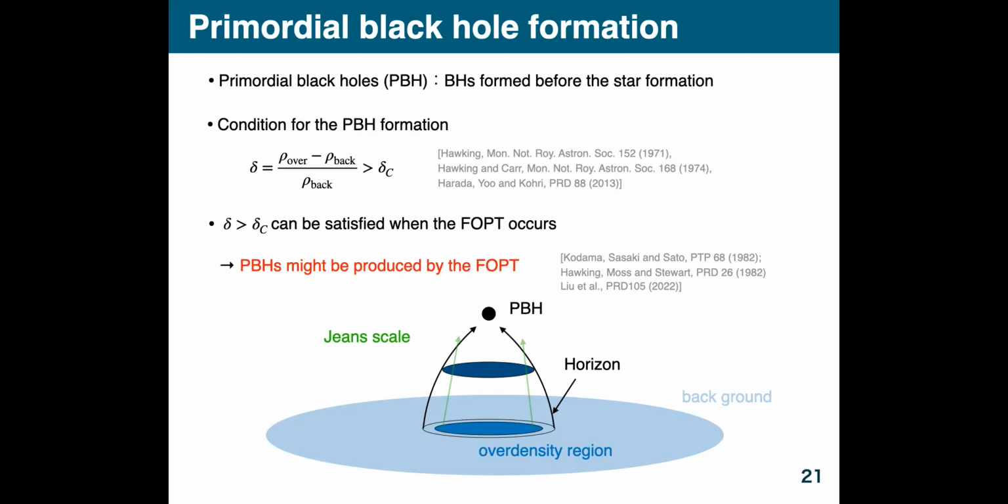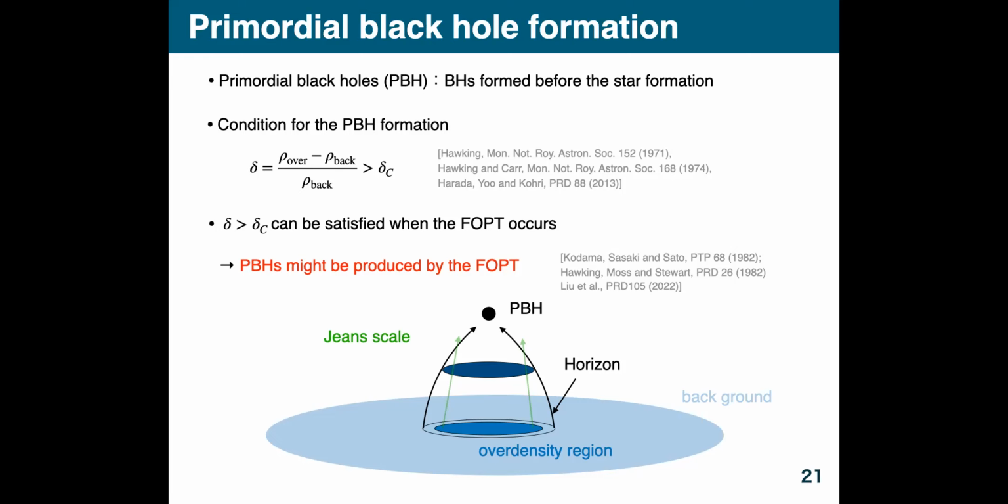And if the energy density is equal, then such an overdense region can gravitationally collapse into a primordial black hole. So this is the generic PBH formation mechanism. And interestingly, this PBH formation condition can be satisfied when a first order phase transition occurs in the early universe. Therefore, it means that primordial black holes might be produced by a first order phase transition.